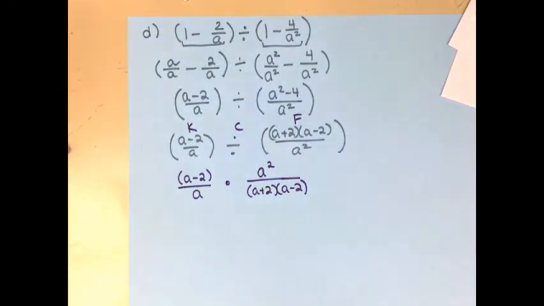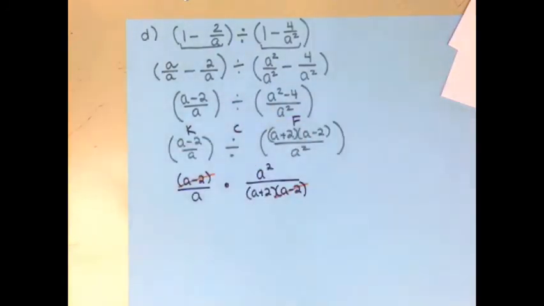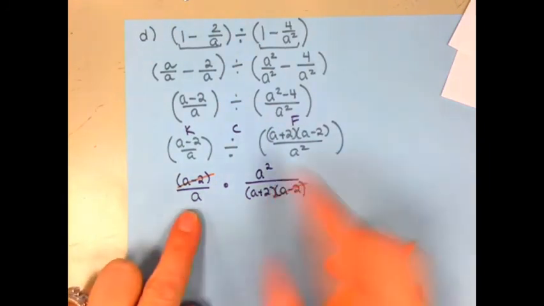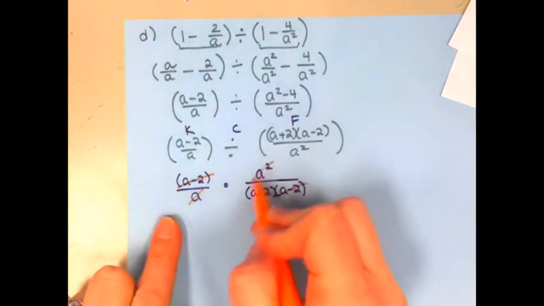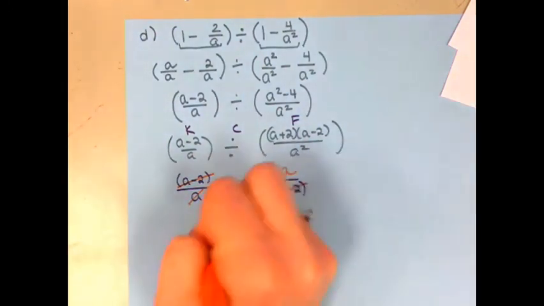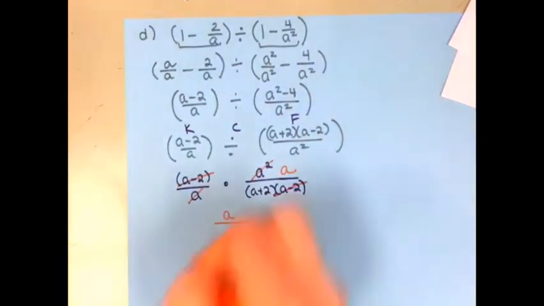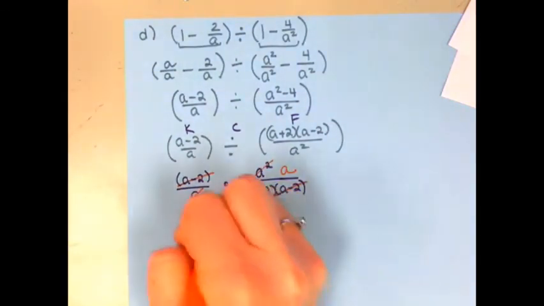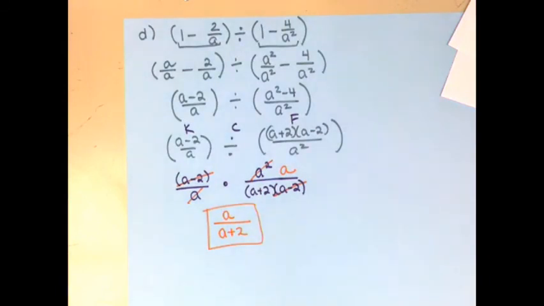So now, is there anything we can cross simplify? Yep. A minus 2's. Anything else? The A's, right? I could take 1 A here and A squared becomes A. So what do I have left in the top? A, and what do I have left in the denominator? A plus 2. Okay.